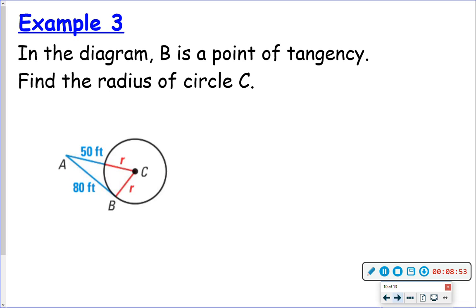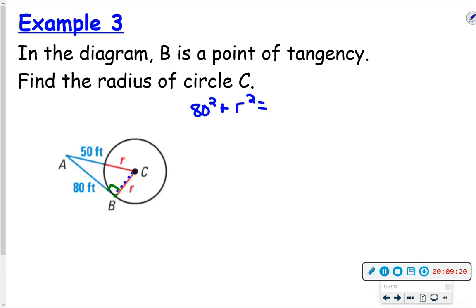Okay, in the diagram, B is a point of tangency to the radius. So they are telling us it's tangent. So it's telling me we know this is a right triangle, that is a right angle. Find the radius of C. So again, I'm doing Pythagorean theorem. So let's set it up. Side squared, I'm going to start with the 80 squared, plus my other side of the triangle, which is the radius, I don't know, r squared.